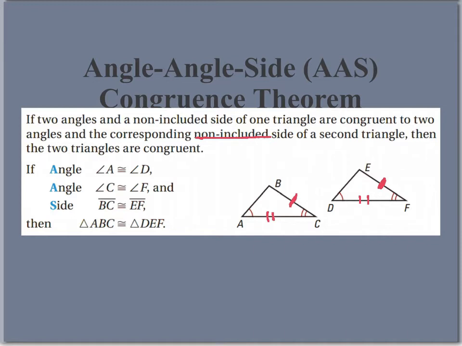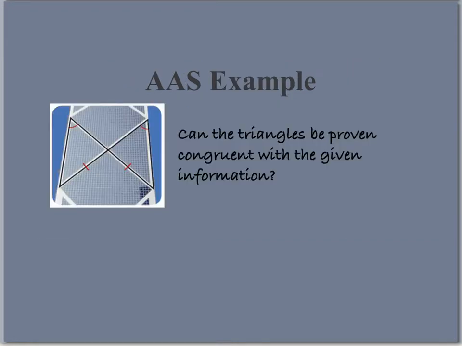It says very simply, if two angles and a non-included side of one triangle are congruent to the corresponding non-included side and angles of the second triangle, then the two triangles are congruent. That should sound a lot like the postulates and theorems that we did from the previous lesson. Let's look at an example using this information.